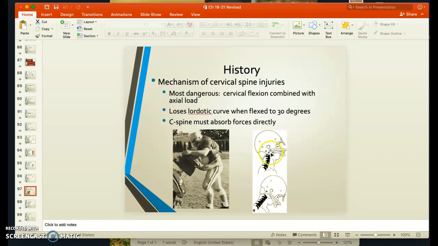History. All right, some questions. The most dangerous position we can put the neck in is cervical flexion. So looking down, that puts more of an axial load that straightens that cervical segment, and that can be the most damaging position we see. So again, when we talk about proper technique, proper tackling, we always want to look up so we maintain that proper lordotic curve in the C-spine.